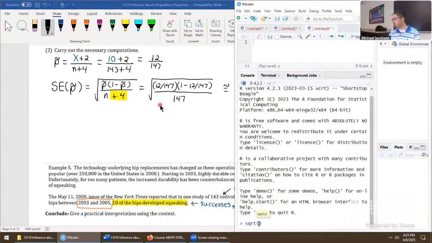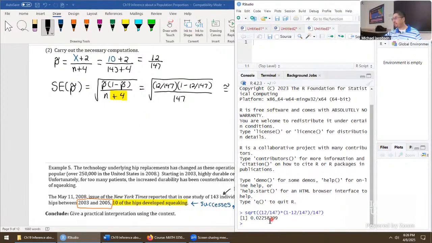So square root 12 over 147. Let me include some parentheses out of just a need to be careful. 12 over 147 times 1 minus 12 over 147, divide by 147. Double check the numbers. It looks like about what we have right above, exactly what we have. And this is the value we would get out.